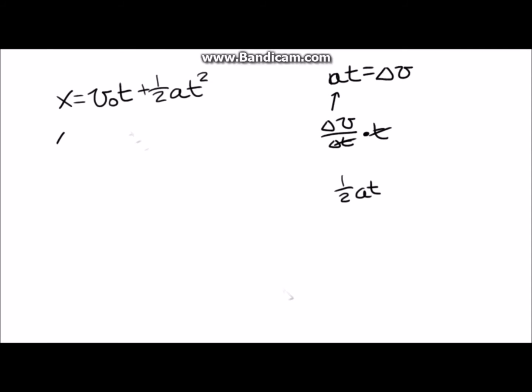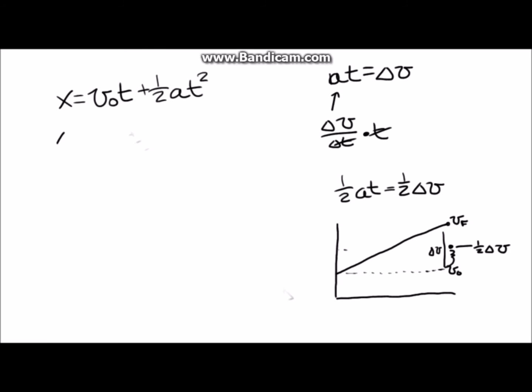Here's another formula which may be more mysterious in its origins. Distance, x, equals v0, initial velocity, times t, plus half times acceleration times t squared. Now, at is change in v, as we've already established, because a is the slope, change in v over change in t, times t, the t's cancel and you get change in v. And so half at equals half times the change in velocity. And if you add half of the change in velocity to v0, as I show on this graph here, then you really get the average velocity.